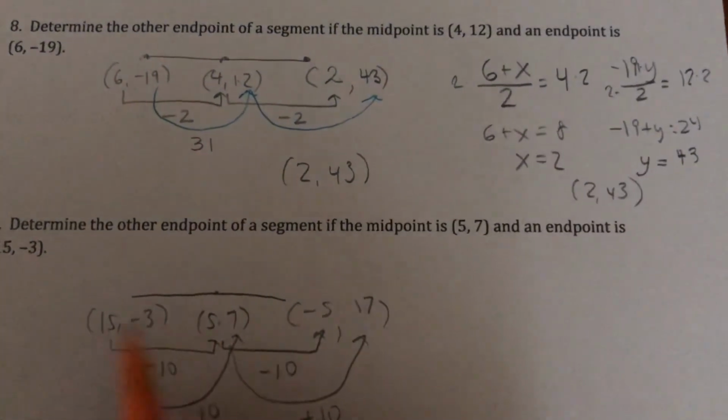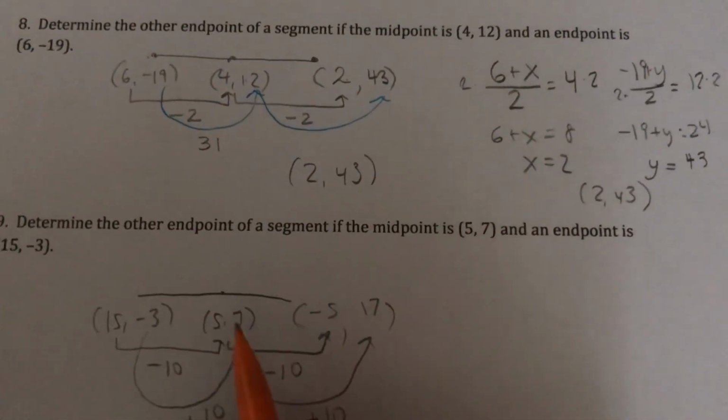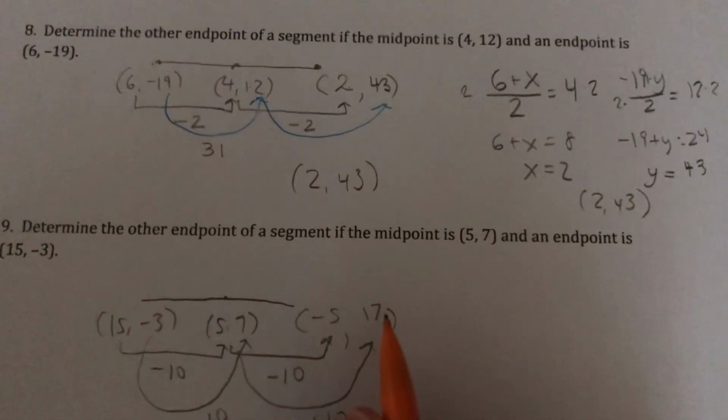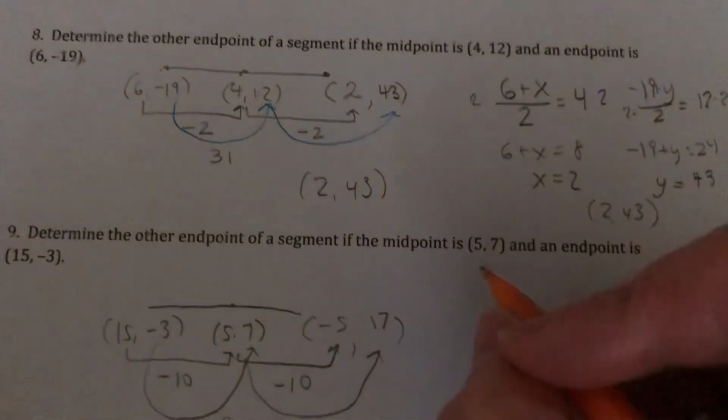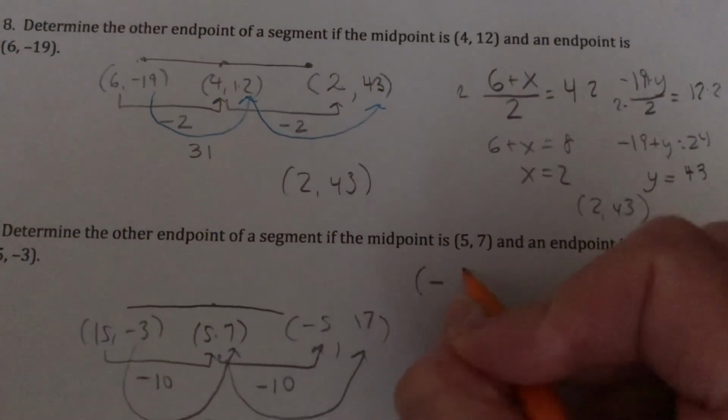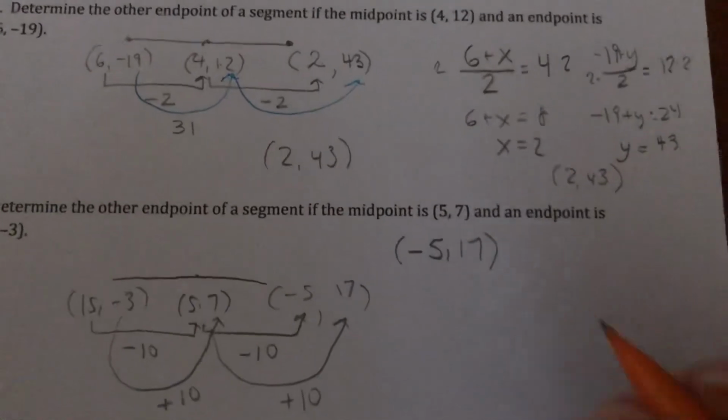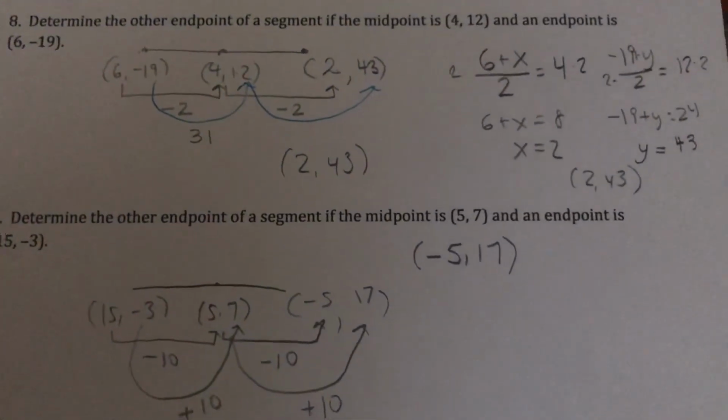And you can always check, 15 and -5 is 10. 10 divided by 2 is 5. -3 plus 17 is 14. 14 divided by 2 is 7. So that does check for our midpoint. So we get (-5, 17). Okay? And you can do it the algebraic way as well.